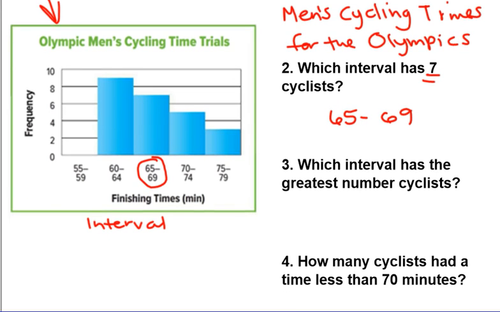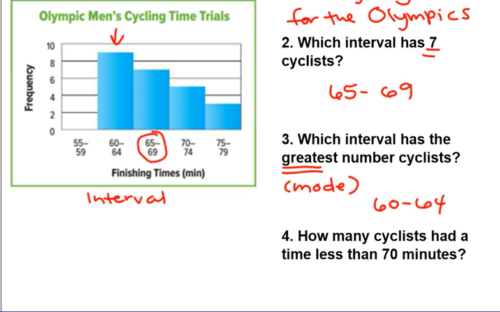Next question. Which interval has the greatest number of cyclists? You could think of this as the mode. Remember, mode means most. So which one has the greatest number of cyclists? You should have said this one right here, interval 60 to 64. It's the tallest column. It has the most frequency.